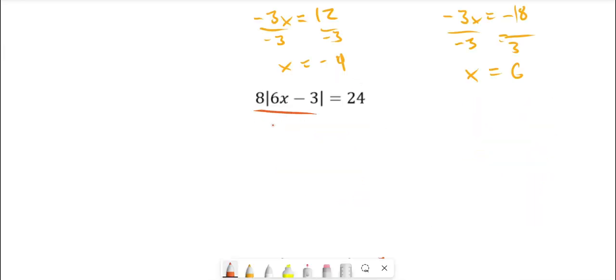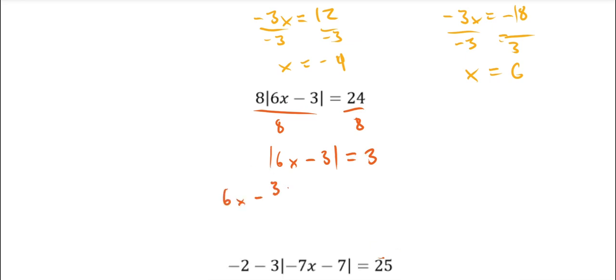Let's begin by isolating this absolute value, dividing on both sides by 8. That gives us absolute value of 6x minus 3 is equal to 3. And this gives me either that 6x minus 3 is equal to minus 3, or that 6x minus 3 is equal to positive 3. Either one of these would give me an absolute value of positive 3. Adding 3 would give me 0, and dividing by 6 is also 0. Adding 3 would give me 6, and dividing by 6 is 1. So these are our two solutions.